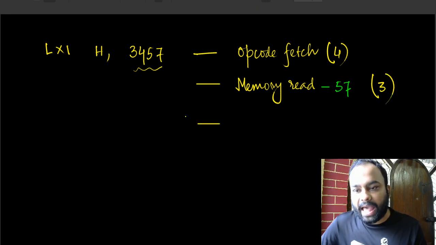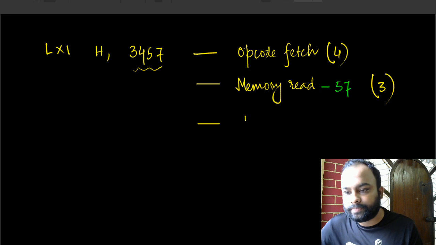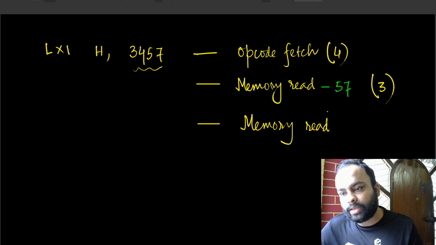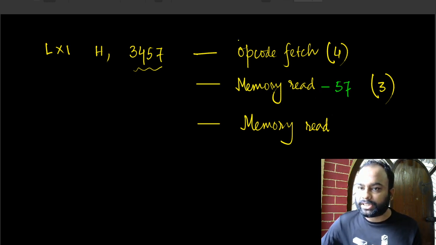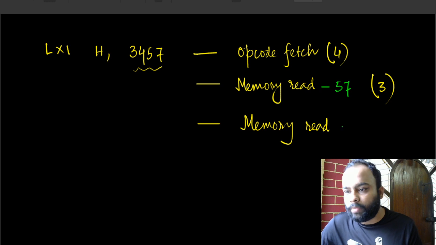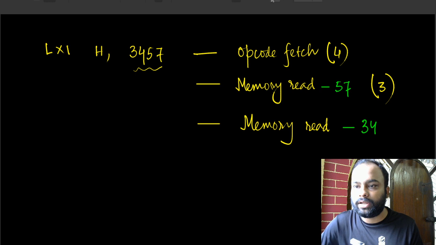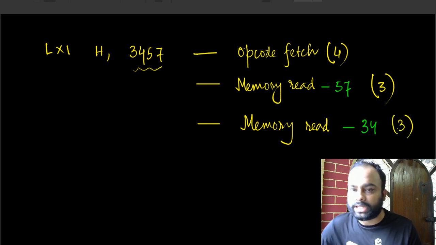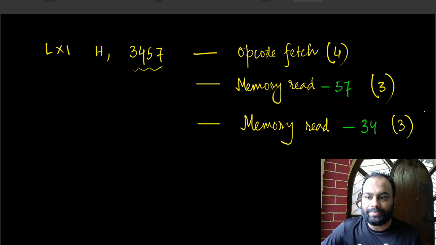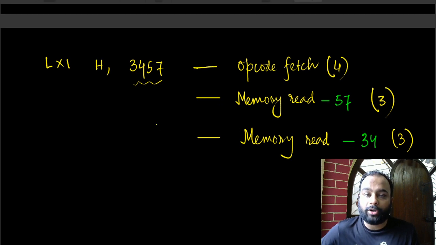And then it is going to do another memory read. Just like the STA instruction, just recall that. So it is going to do 2 memory reads to read this entire thing, right? So this is going to read this one, and this is also going to take 3 clock cycles. So LXI H takes 10 clock cycles to be exact. So if I do that, I would be executing this instruction using 10 clock cycles.